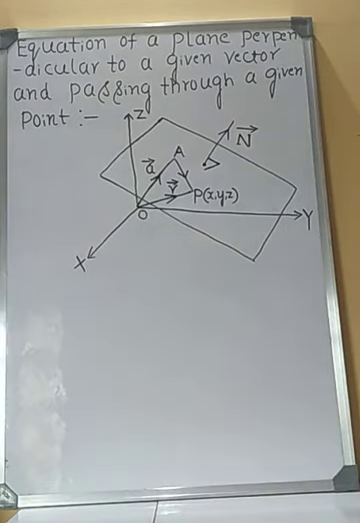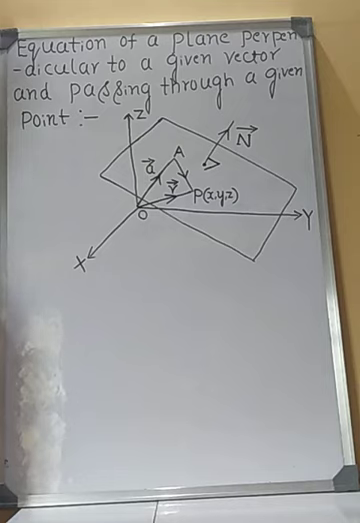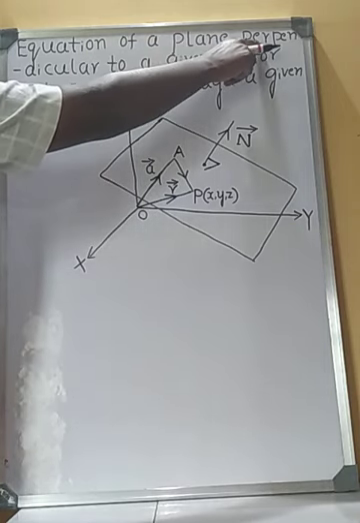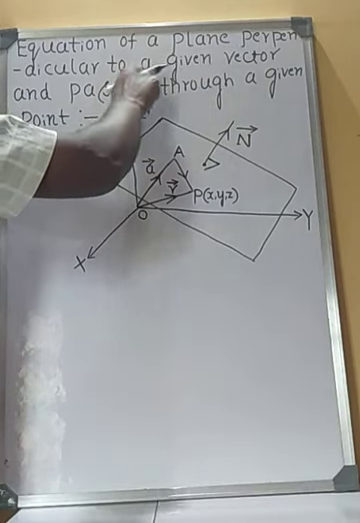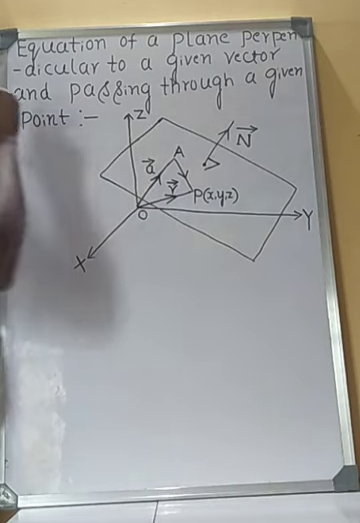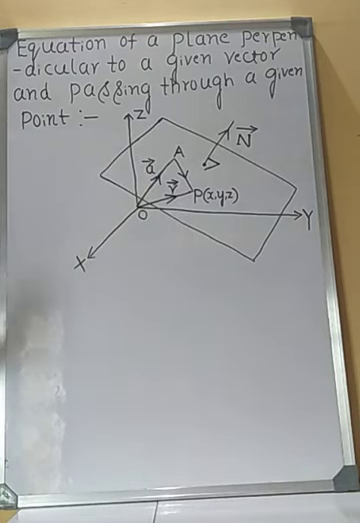Dear friends, in the last class we discussed the equation of a plane in normal form and solved problems. In today's class, let us discuss the equation of a plane perpendicular to a given vector and passing through a given point, in both vector form and Cartesian form.